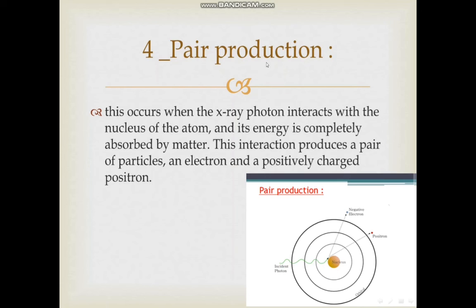Number four, pair production. This occurs when the X-ray photon interacts with the nucleus of the atom, and its energy is completely absorbed by matter. This interaction produces a pair of particles, an electron and a positively charged positron. In this picture we can see the pair production. The photon enters the atom, interacts with it, and releases two particles: a negative electron and a positive positron.